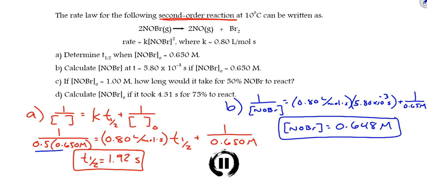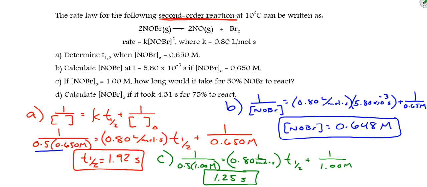I'd suggest pausing it again, unless you've already calculated it, and solve: if the concentration initially is 1 molar, how long will it take for 50% of NOBr to react? By plugging it in, I got 1.25 seconds.